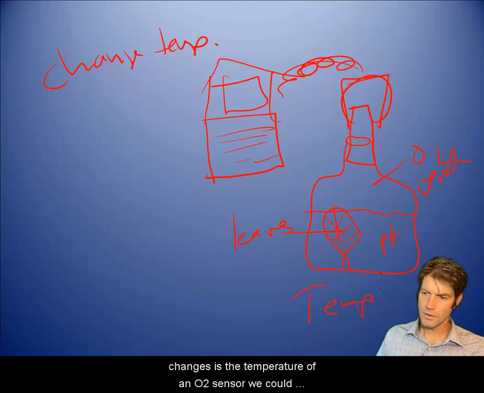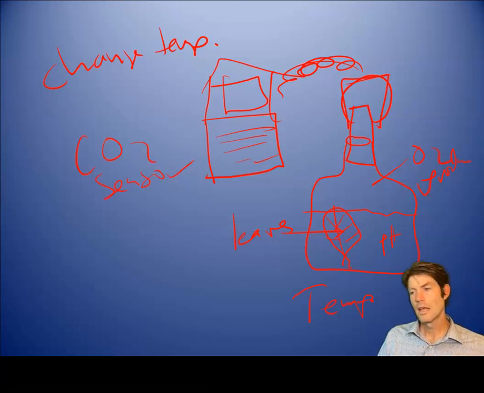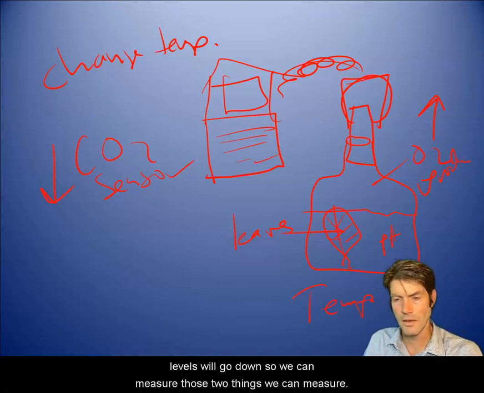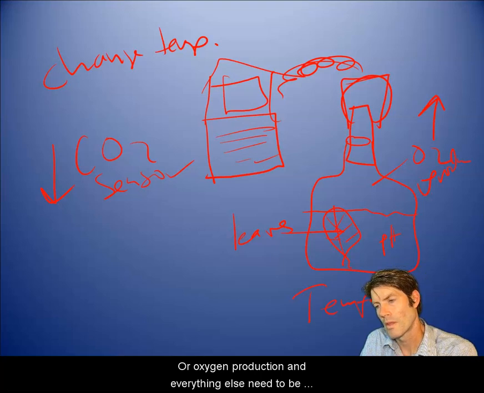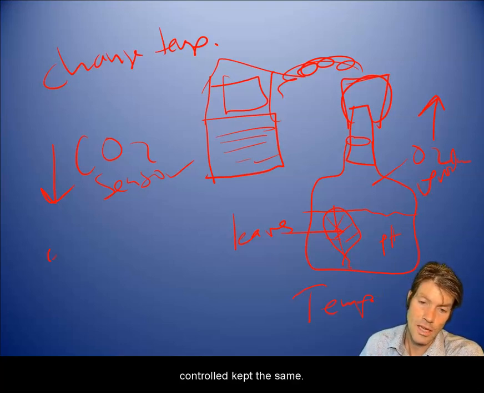The other thing we could do, instead of an O2 sensor, we could use a CO2 sensor as well, because we have those. And remember, in this case, oxygen levels go up. If we use a CO2 sensor, those levels will go down. So we can measure those two things. We can measure CO2 use or oxygen production. And remember, everything else needs to be controlled, kept the same.